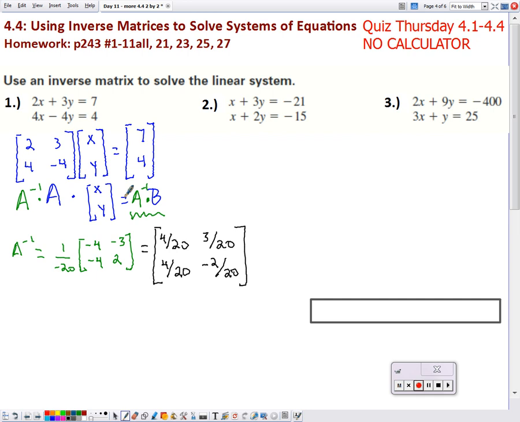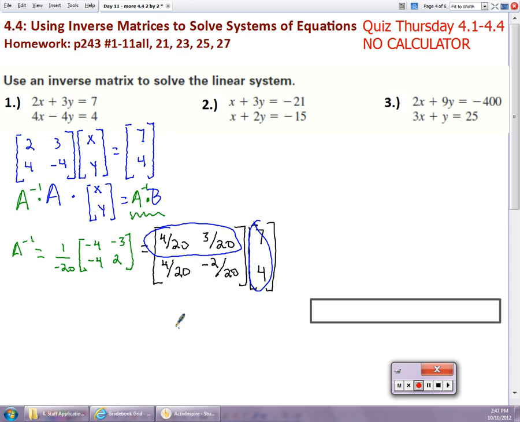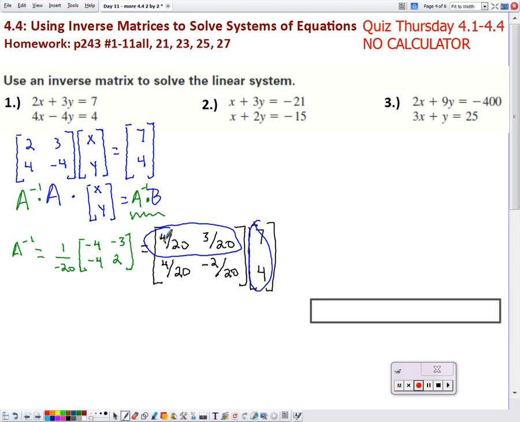And to find XY, we need to do A inverse times B. So I'm just going to write B right next to it. 7, 4. Alright, so we're going to do the first row of A inverse times B. So, let's see. 4/20ths times 7. I'm going to do my scratch work over here. So that will be 28/20ths. I'm not reducing. Watch, there's a reason. 3/20ths times 4 is 12/20ths.